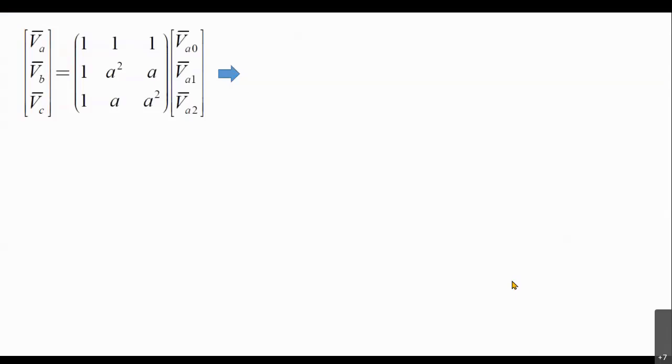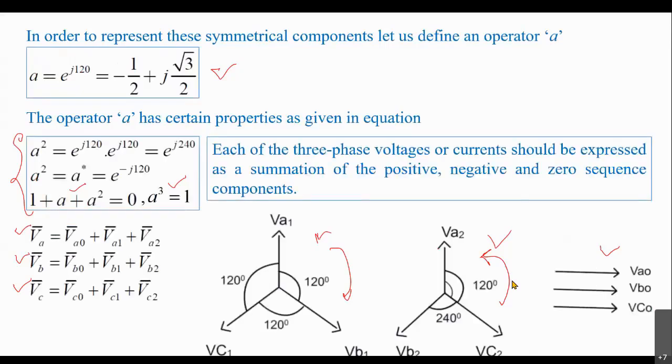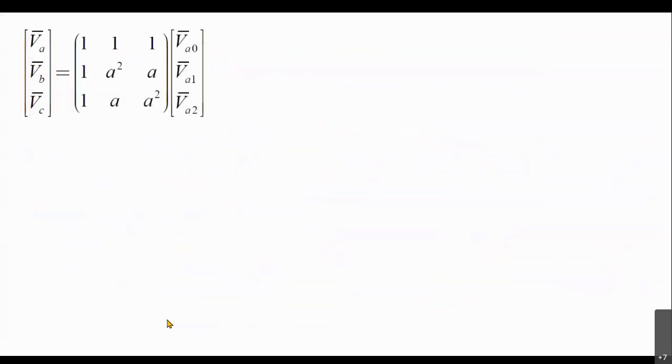So VA is the sum of VA0, VA1, VA2, and VB is the sum of VB0, VB1, VB2, as shown in the last slide. These three equations I can now present in matrix form this way, using this a operator. Is it visible?